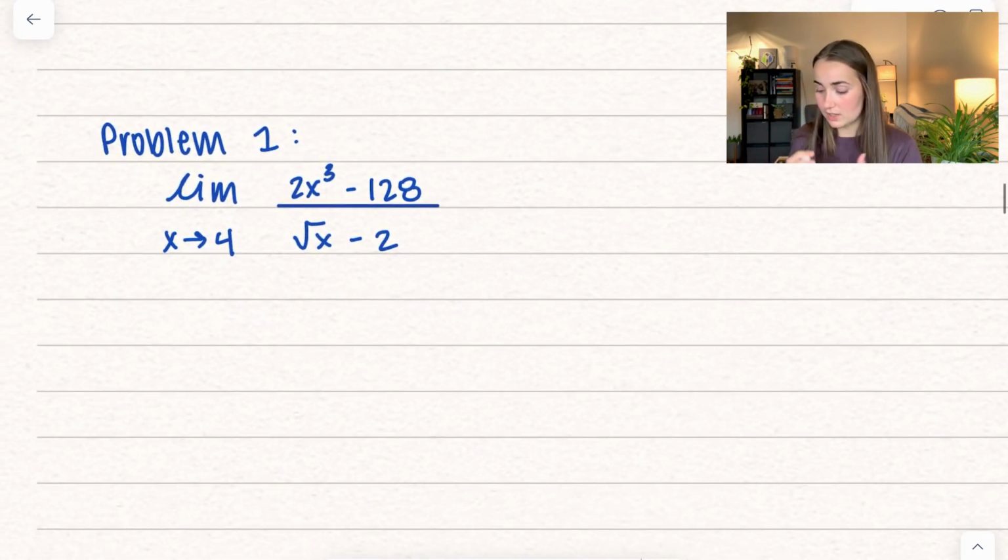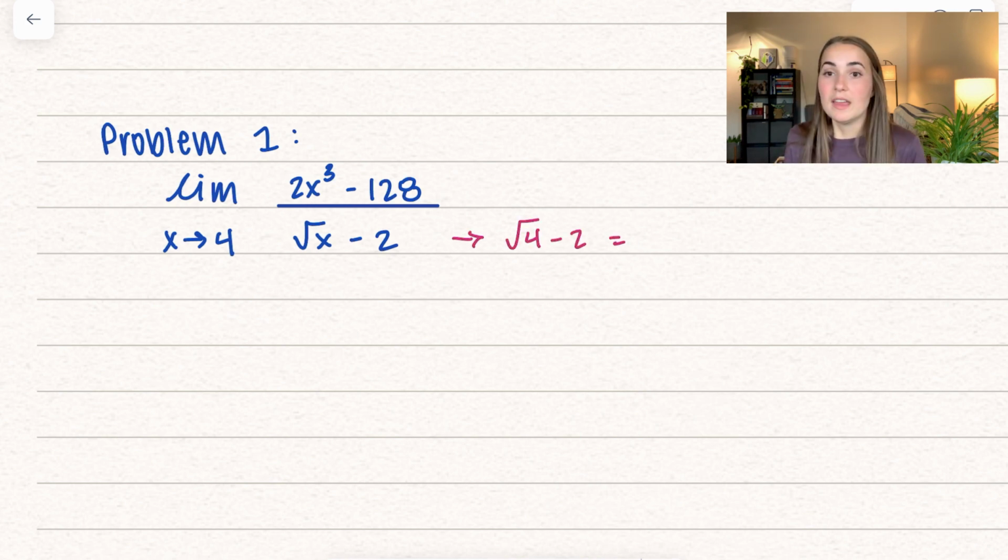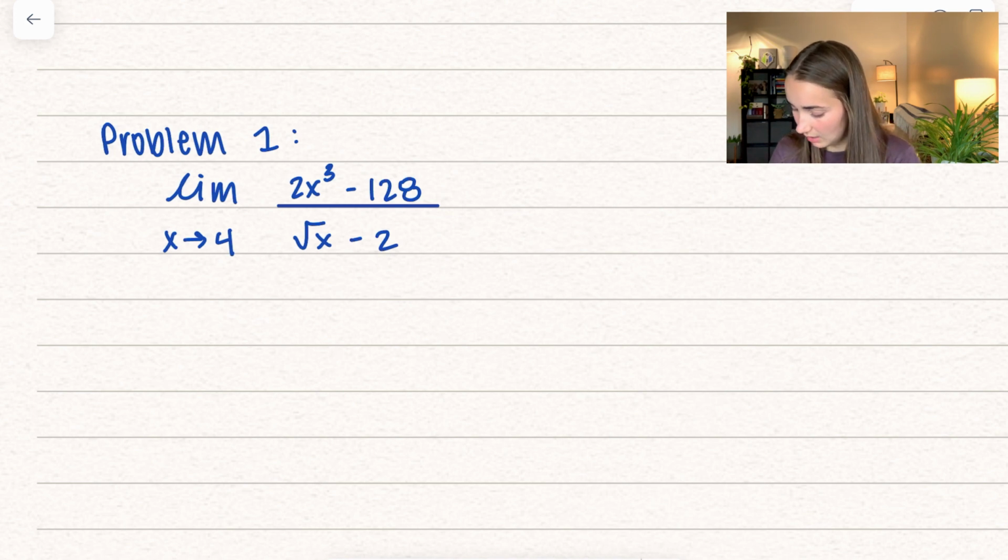So we are wanting to evaluate this limit, but we have an issue, right? If I were to use direct substitution and I plug this in, I would get the square root of 4 minus 2, which is equal to 0. And that's our issue. We can't divide by 0. So actually what we need to do instead is we need to multiply by the conjugate of the denominator.